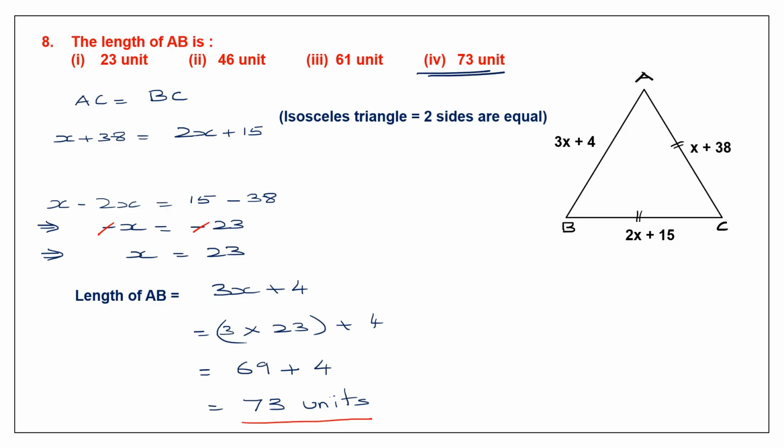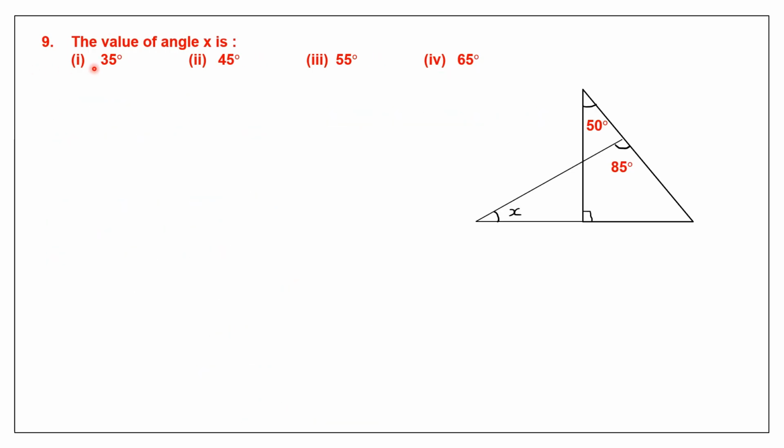Option 4, 73 units. Question 9, let's find the value of angle x from this figure. So in this figure, we can separate these two as two different triangles. So let's name this first one as triangle ABC, and then this one will be DEC. This is one triangle, then DEC is the other triangle. Now to find the value of x, look at only this triangle. We need to know the value of this angle here, and that is 85. We need to find the value of angle C.